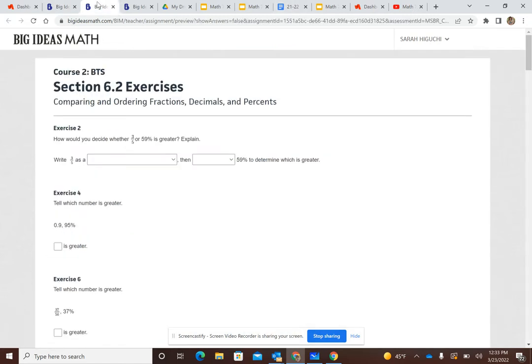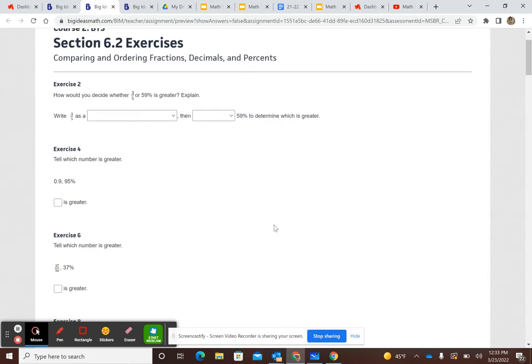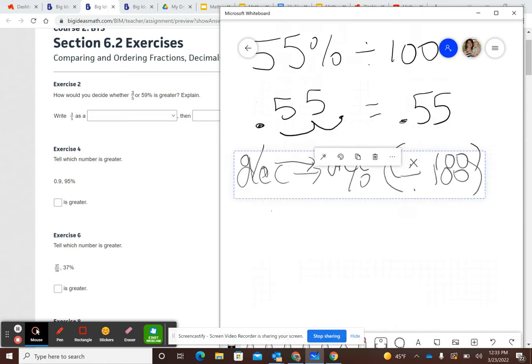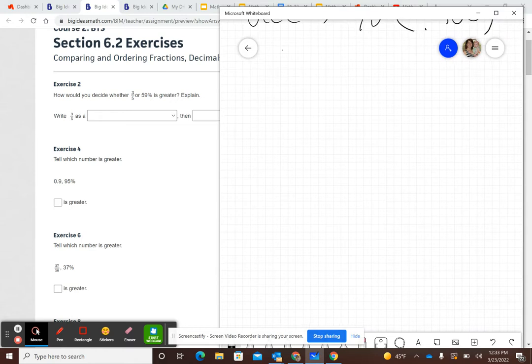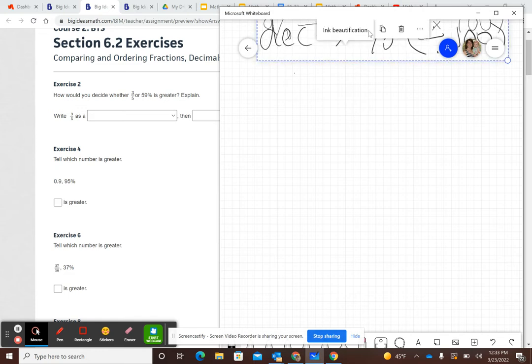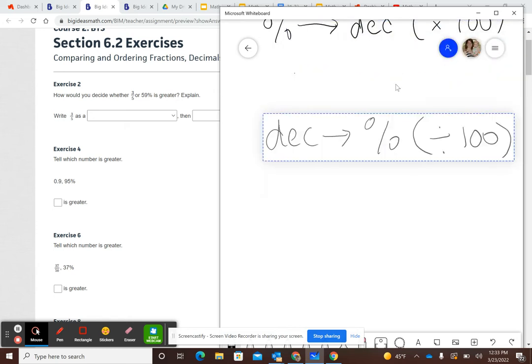So when you start the section 6.2, you'll see that the topic is comparing and ordering fractions, decimals, and percentages. So you should be able to convert from one to another, okay? So let's just do a few together so that you can understand what I mean by that. And let me erase some of this from the previous slide.